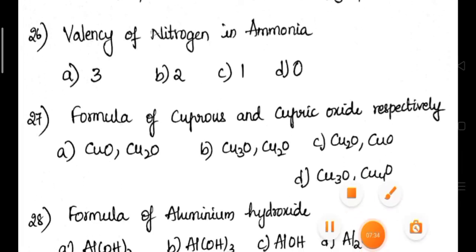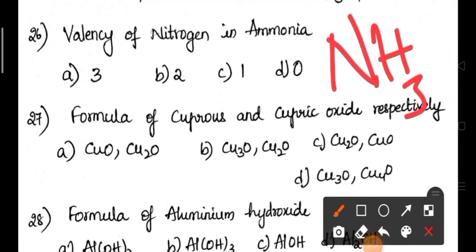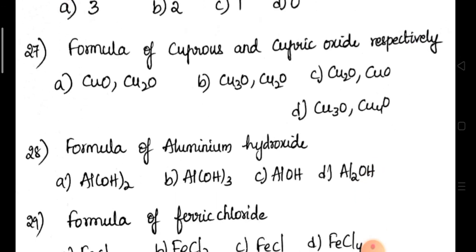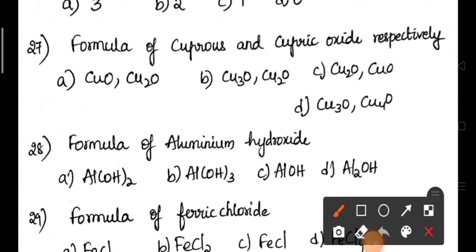Valency of nitrogen in ammonia. Again very easy. NH3. Valency is 3. 27. Formula of cuprous and cupric oxides. Oxides they are asking. First of all, you observe what is cuprous. Cu plus 1, plus 2. Where it is exhibiting plus 1 and plus 2, you check it. It will come correctly in the case of the C option, that is Cu2O and CuO. So the correct answer is the C option, Cu2O, CuO.